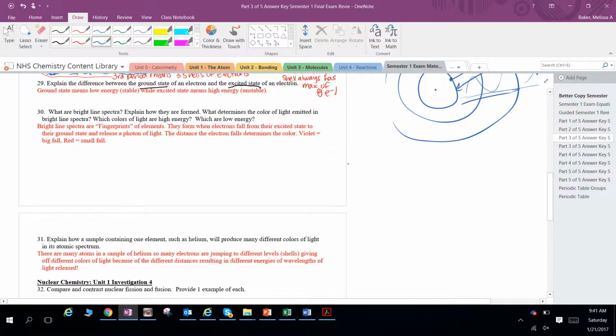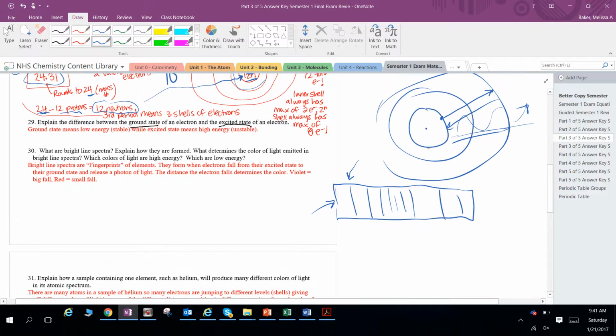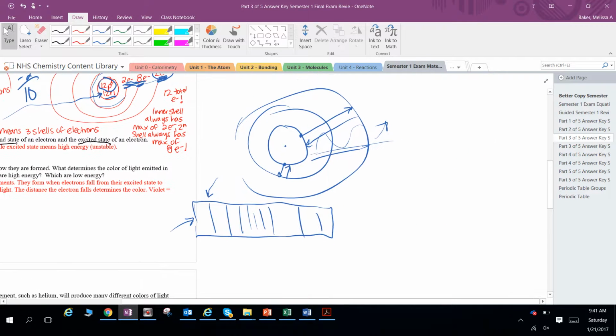A bright line spectra is when we were using the spectroscopes and we were aiming that little slit with a diffraction grating, and we were seeing all these different bands that were different colors. Every single element has a unique bright line spectra. It's like a fingerprint. And each of these bands is coming from an electron that's jumping up and falling back down.